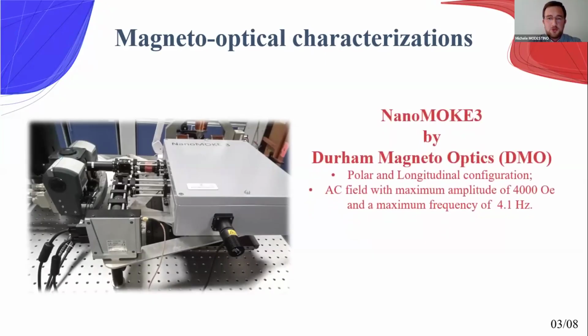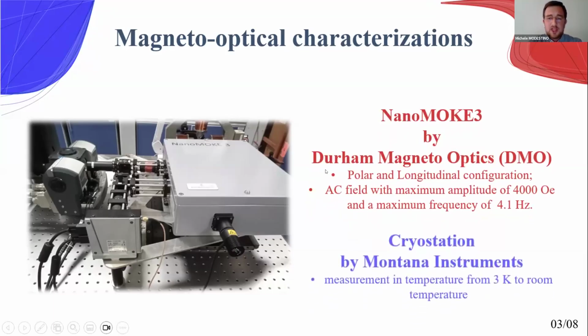We used the NanoMOKE by Durham Magneto Optics to perform our MOKE characterization. We used the polar configuration in our case, and the AC field we used to perform the loops. We used a maximum amplitude of 200 Hz in our case at different frequencies. We also used a Cryostation by Montana Instruments to work in temperature.